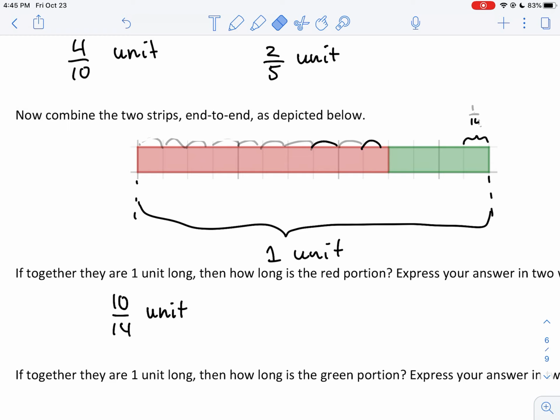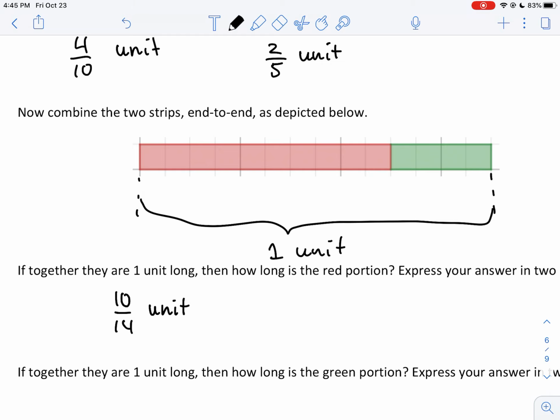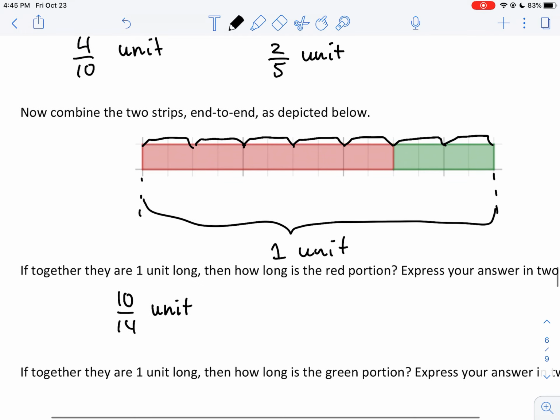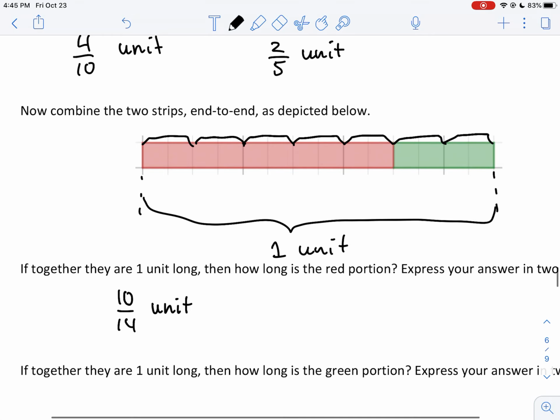Express your answer in 2 ways. Okay, so instead of doing 14ths, let's see if we can do 7ths. Each pairing of 2, that's horrible. Let's see how many there are: 1, 2, 3, 4, 5, 6, 7. Right? If you can break something up into 14 pieces, then that means you could have broken it up into 7 equal pieces, because 7 divides into 14. So each of these is 1/7. Each 2 blocks together makes 1/7.